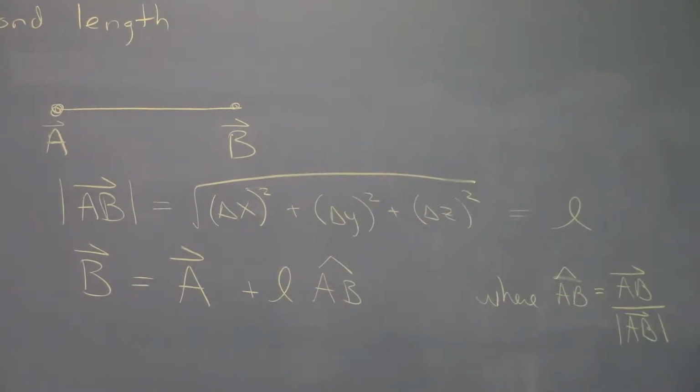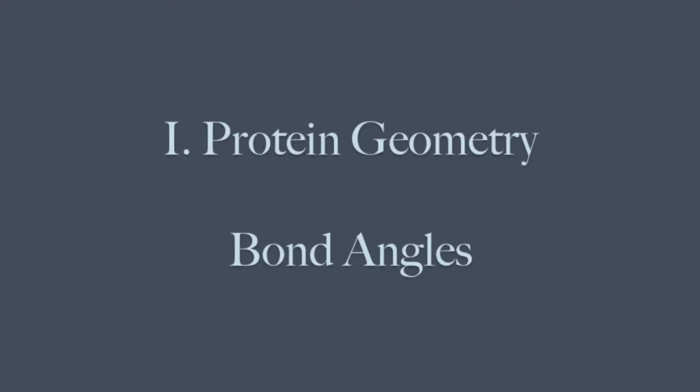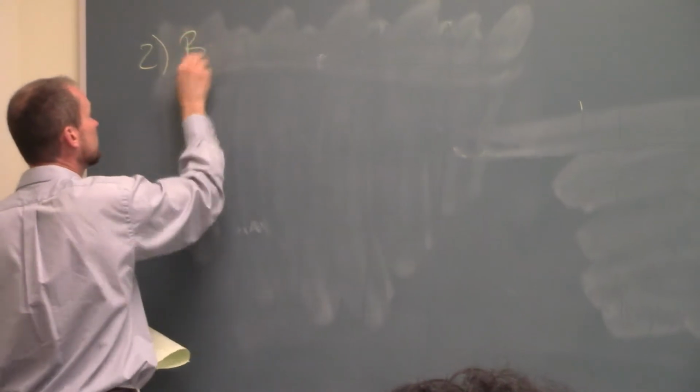So this is pretty straightforward. Any questions about how we're representing these as coordinates or vectors? The bond lengths are fairly trivial. The bond angles aren't too bad.